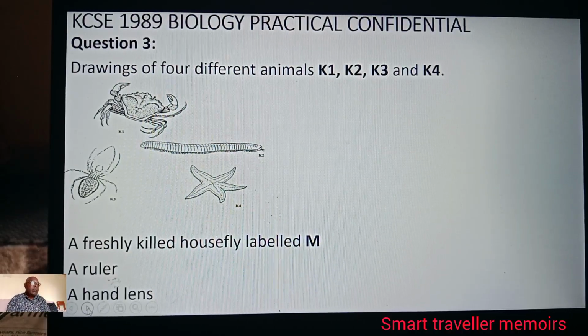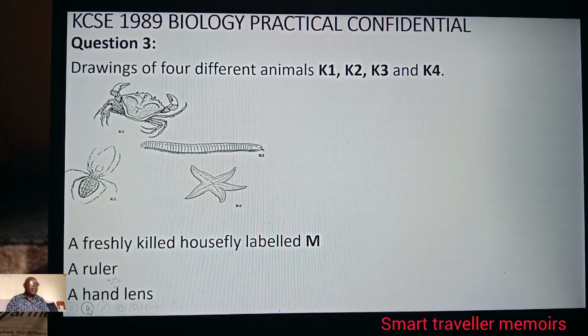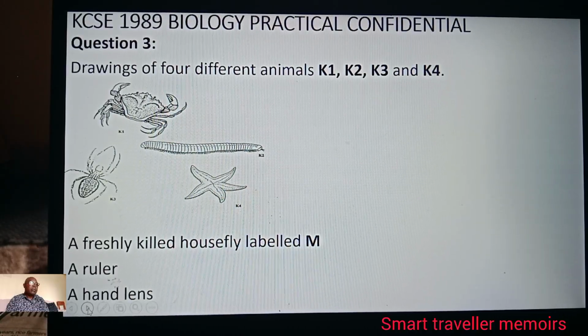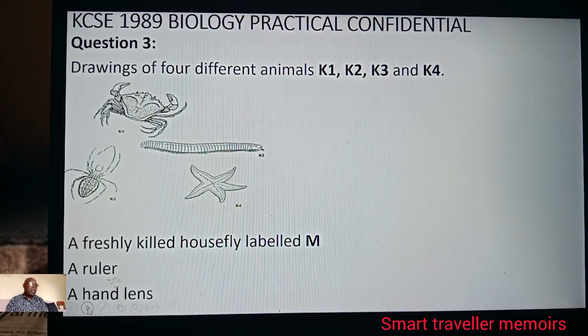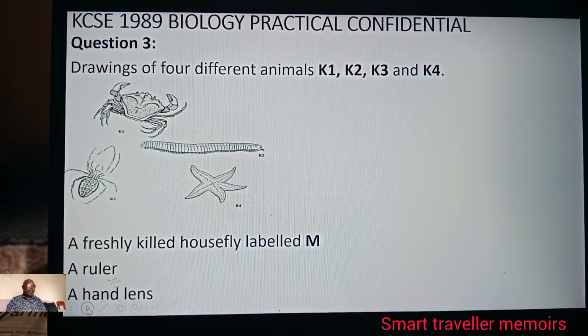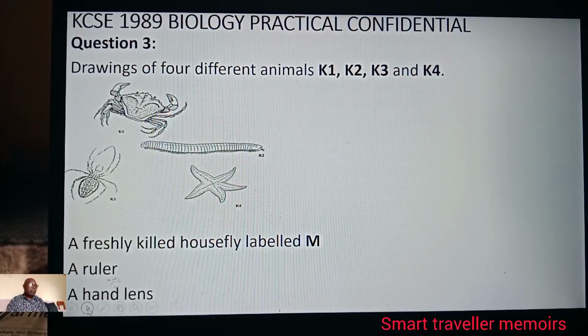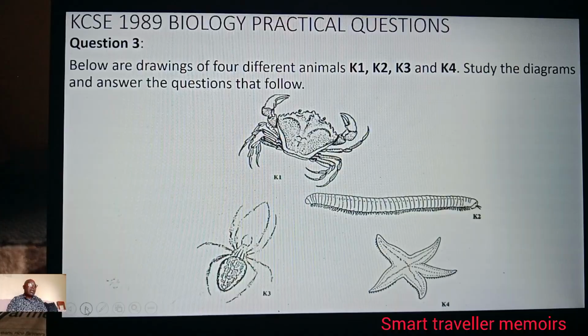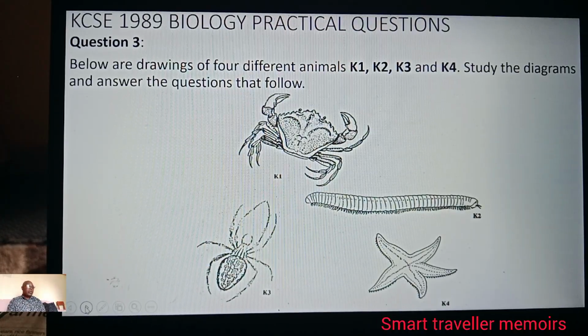Now, let's come to question number 3, confidential. In the first part A, we have drawings of 4 different animals, K1, K2, K3, and K4. Those were in the question paper. But the teacher who was preparing the practical required also to have a freshly killed housefly labeled M, a ruler, and a hand lens. So let's go to the questions.